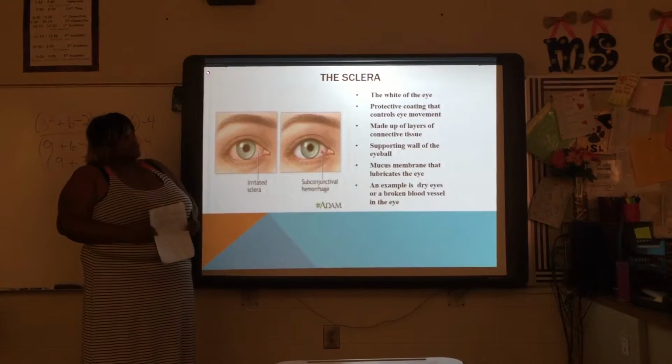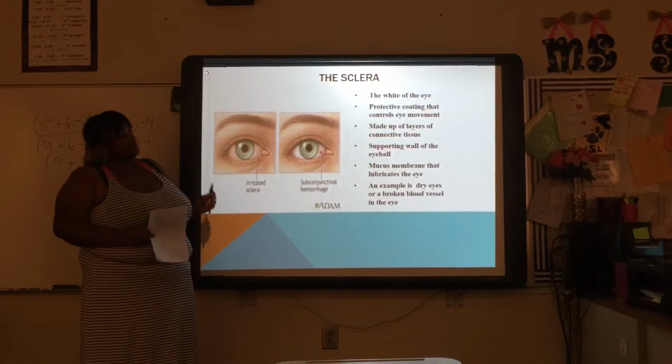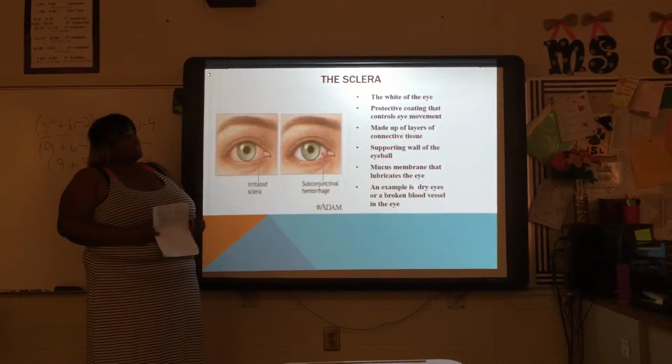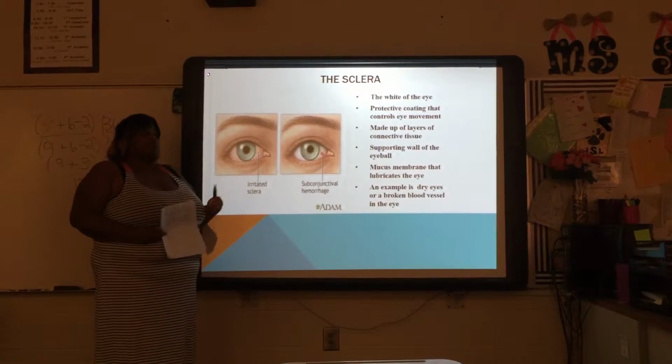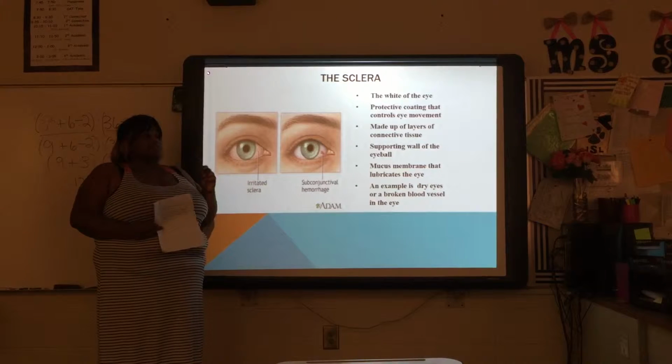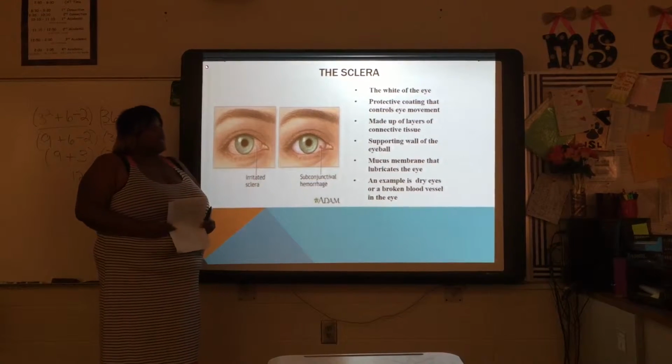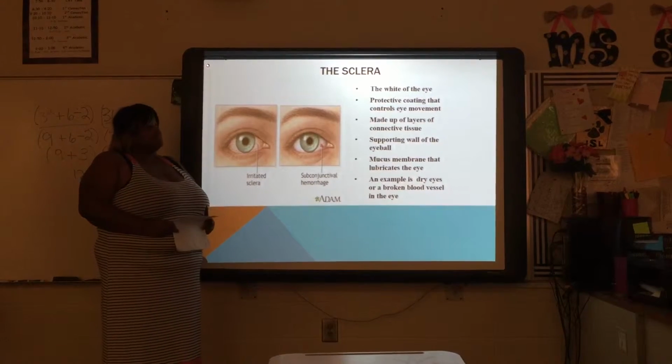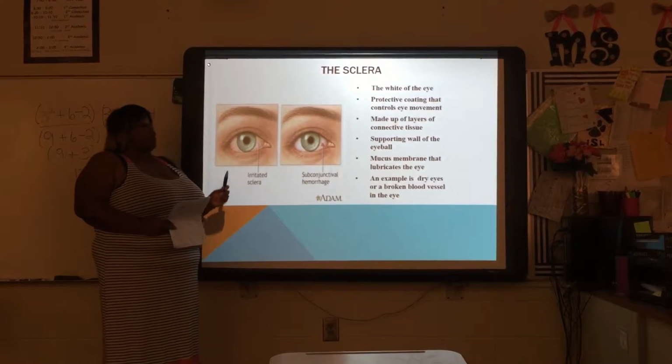The sclera is the first part. It's the white of the eye, the protective coating that controls movement in the eye. So when you go to look left and right, it's not your eye that's moving, it's the sclera that's moving. It is made up of layers of connective tissue. It is the supporting wall of the eyeball.